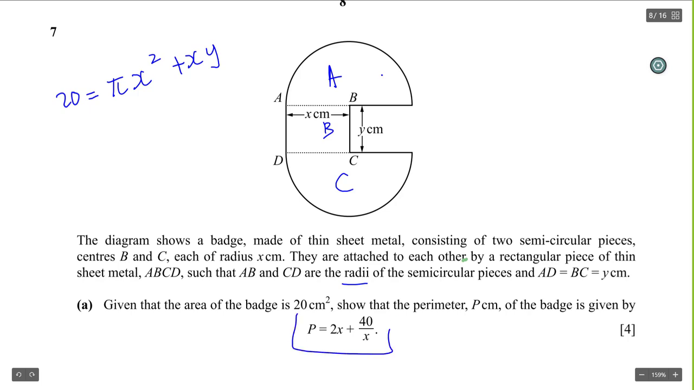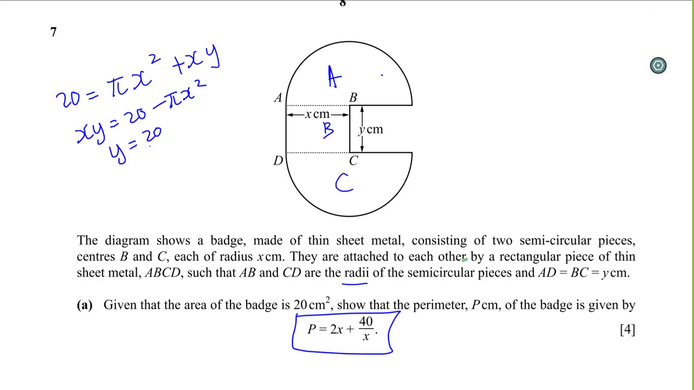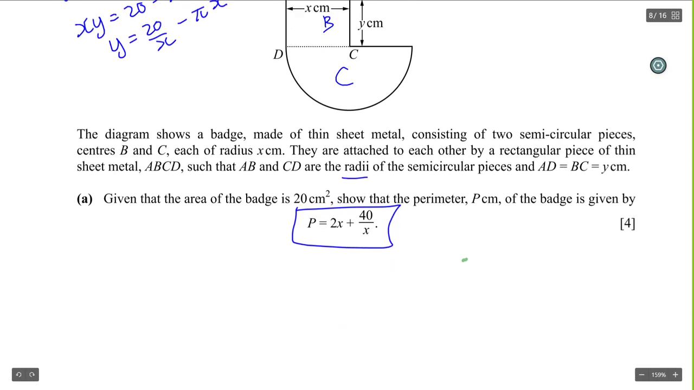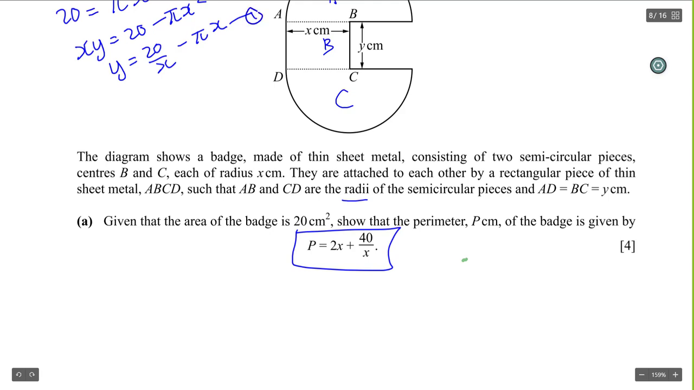And obviously, I see the parameter here does not have y. It tells me that I need to make y the subject. So I have xy equals to 20 minus pi x squared. So y equals to 20 over x minus pi x. Okay, or you can make the whole thing divided by x also. Okay, so yeah, this is my y equation. I will need to use it later.